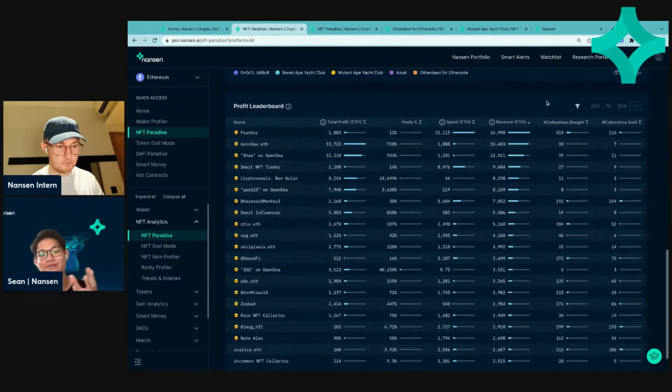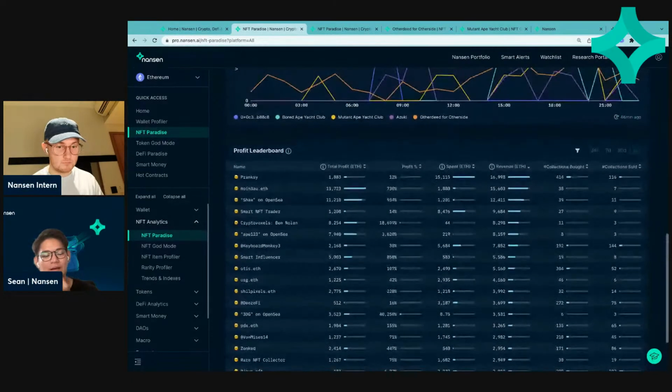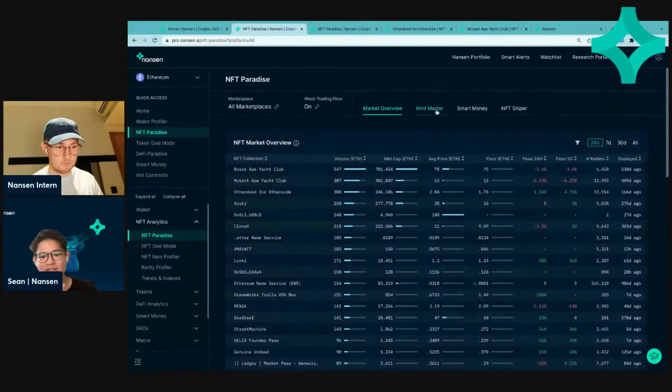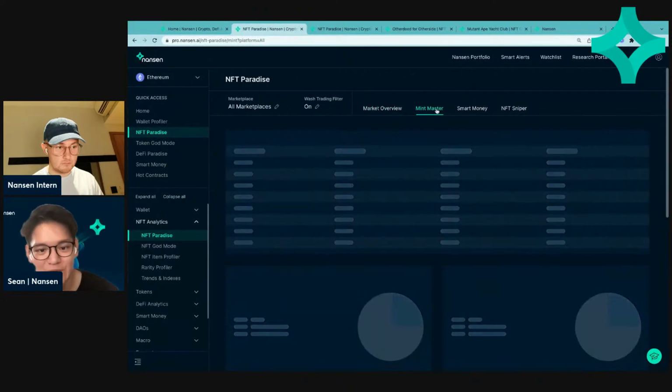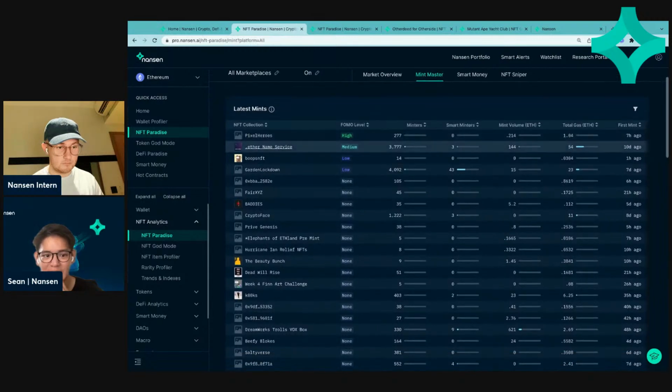If you look at the smaller time frames, you probably get people who are trading with less capital and are able to flip NFTs for a huge revenue. So it's really cool to check those out depending on what kind of trader you are. And I'm just going to quickly run through Mint Master as well. Mint Master has stayed the same. It shows you the latest mints that are happening in the market, right? And there's a very nice FOMO indicator here as well.